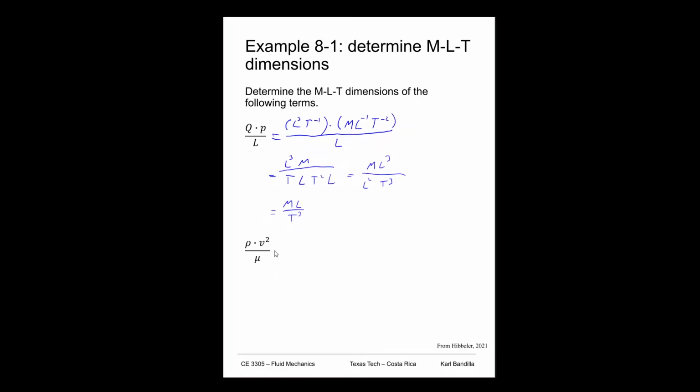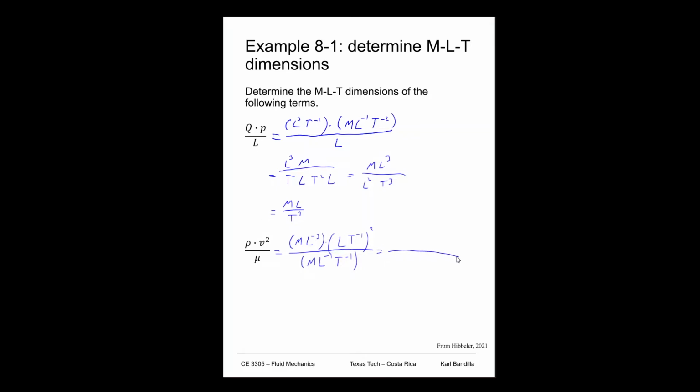All right, next one. Next one we have the density rho times the velocity squared divided by the viscosity. And the density is just a mass per volume, so M L to the minus 3. Then the velocity is the length per time, and that all squared. And then for mu, that's one of the ones that we'll probably want to look up. All right, that'd be M L to the minus 1, T to the minus 1.